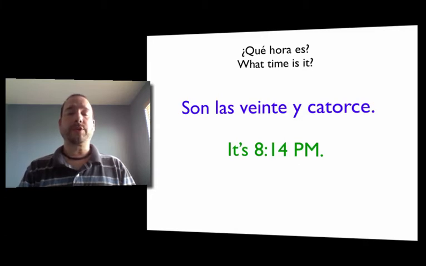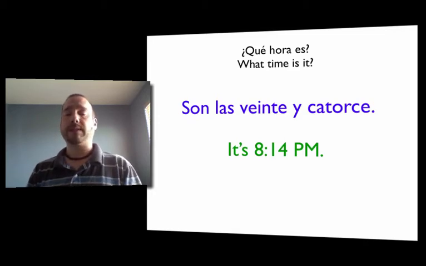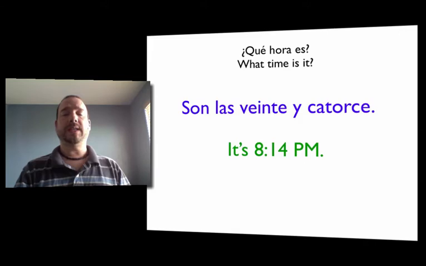Remember, when our first number is greater than 12, we're in the p.m. And then we have to subtract 12 from that number to get the hour. So 20 minus 12 is 8 p.m. 14 means 14. So it's 8:14 p.m.